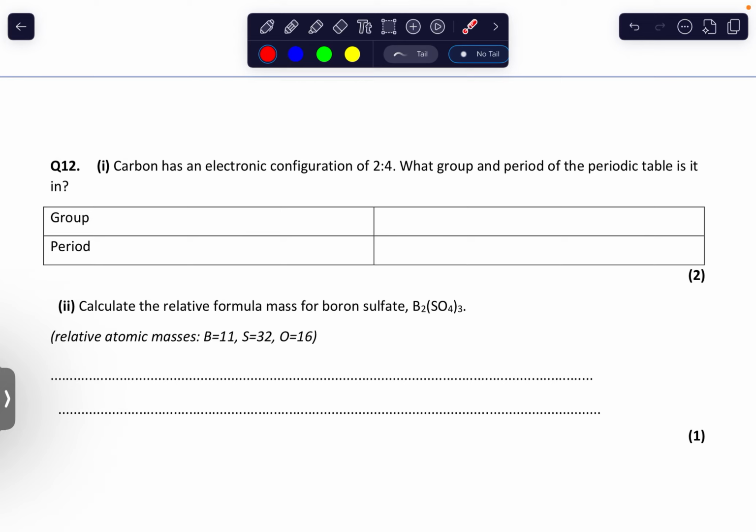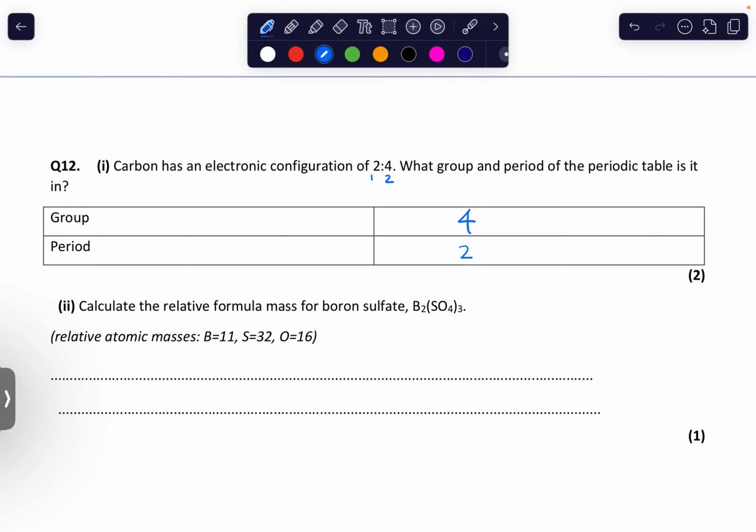Okay, in this question, we've got to identify the group and period from this electron configuration. The group number is the number of electrons in the outer energy level. So in this example, we've got 4. And then the period number is the number of energy levels. So I've got 1, 2 energy levels. So it's in the second period.